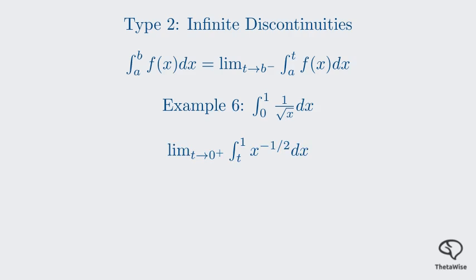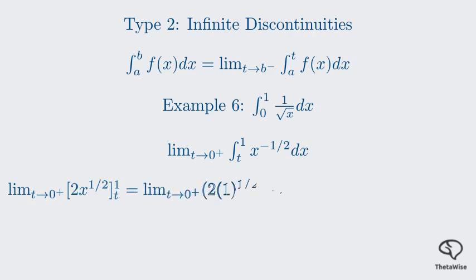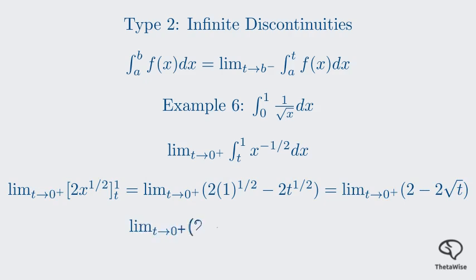Now, we evaluate the definite integral. The integral of x to the negative 1/2 is 2 times x to the 1/2. Evaluating from t to 1 gives 2 minus 2 times the square root of t. Finally, we take the limit. As t approaches 0, the square root of t approaches 0, so the limit is 2. The integral converges to 2.